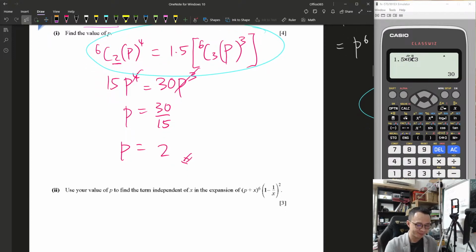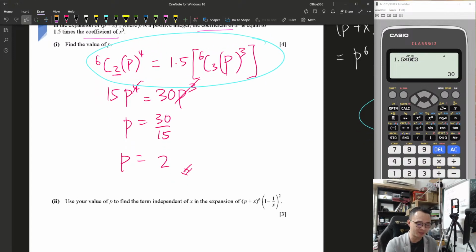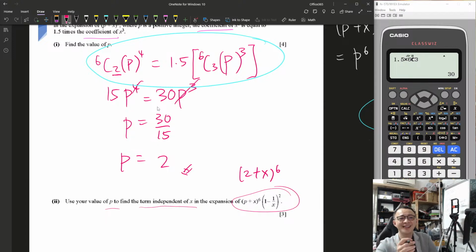Okay, after we got the p, normally I will just sub the p into the question, which is 2 plus x power of 6, because p equals 2. Use the value of p to find the term independent of x for this one. Like I say many times, independent of x basically means x power of 0, or no x.